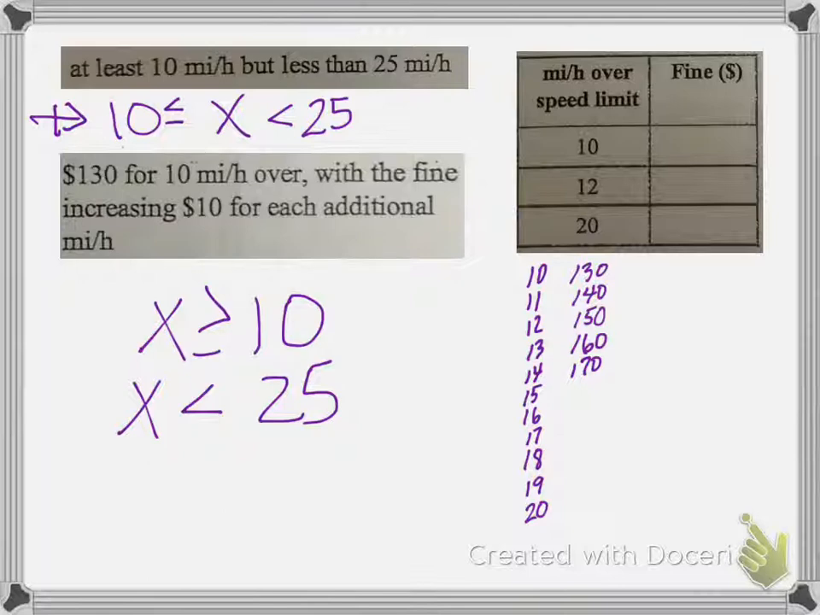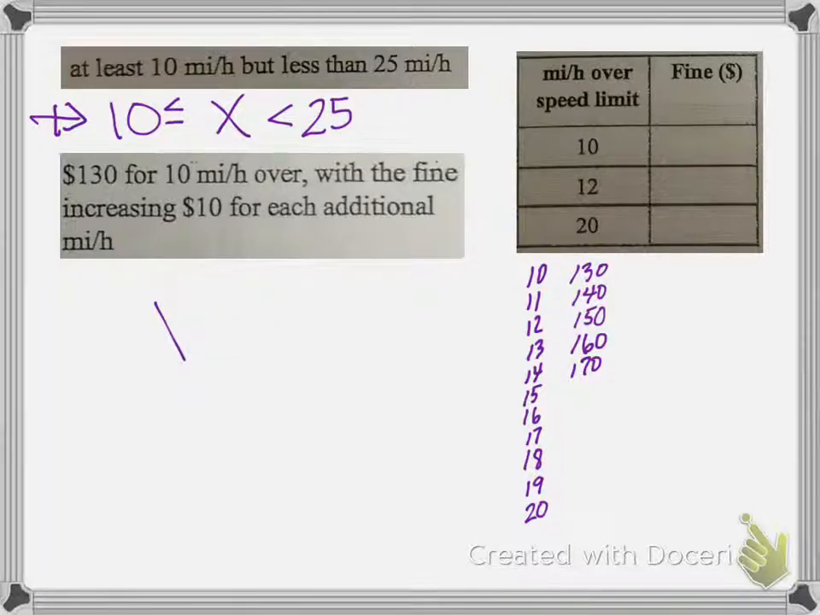And sometimes in class, you'll hear me refer to it as x is between 10 and 25. That's very loose because technically we're not including 25. But we literally do see the x is between 10 and 25. So let's now look at filling out this table. It's pretty easy when you start thinking about it.